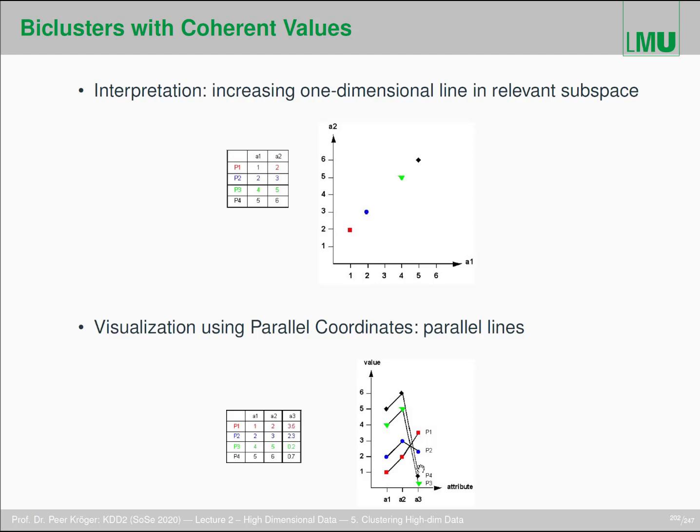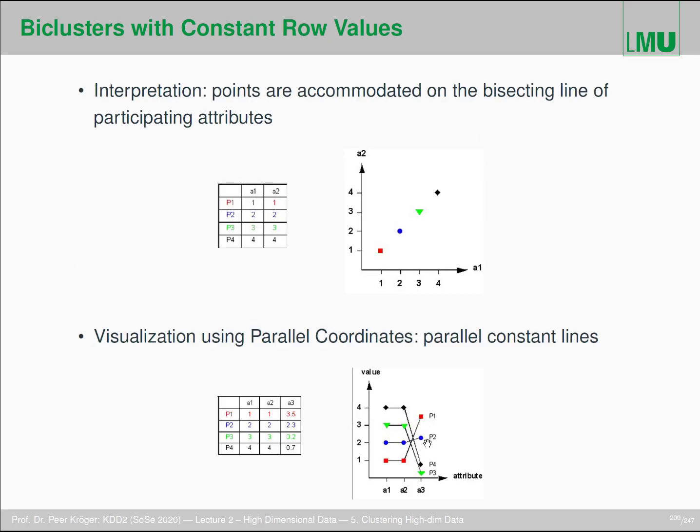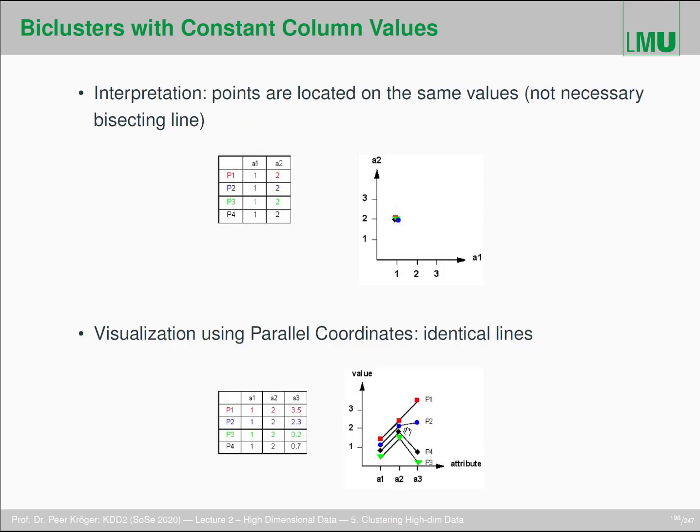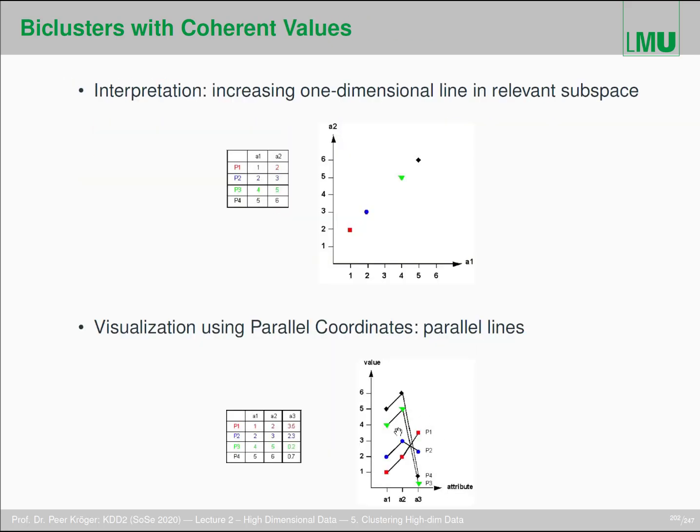And the visualization here is kind of a mix, obviously, between this and this here. So the lines are again parallel, but they can be shifted again. They need not be the same like constant rows, but they can be shifted. And again a spread all over for the non-relevant attributes.